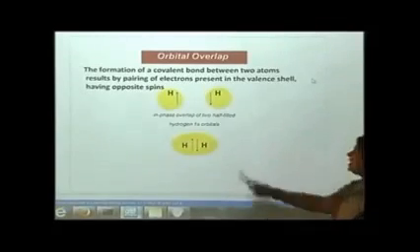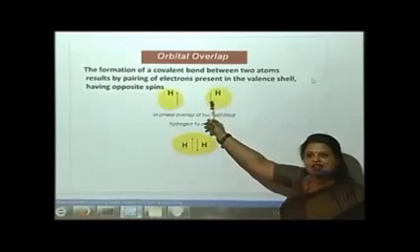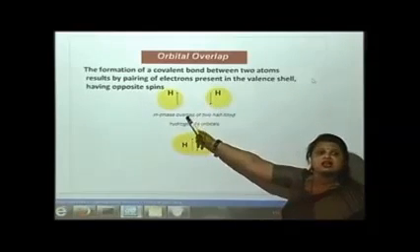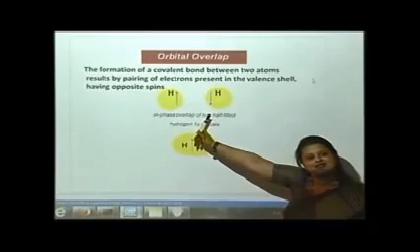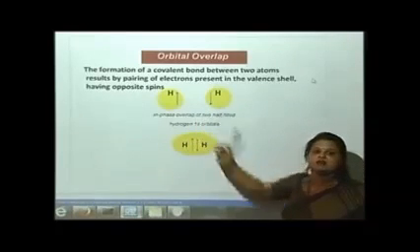And what happens is that there are two hydrogen atoms, and when the two hydrogen atoms bond together, the electrons should be of opposite spin. Then only they will be able to establish a bond.